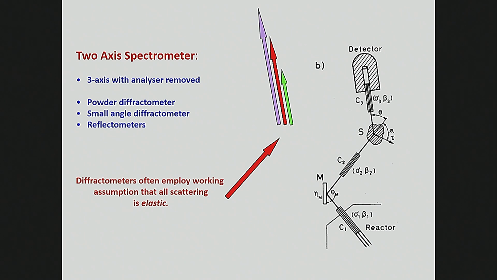Okay. But this type of measurement, which is sometimes referred to as a two-axis measurement, is often employed as well. And sometimes people just refer to it as elastic scattering and as diffraction. But if you're not doing energy analysis, then you definitely have inelastic scattering in your beam.